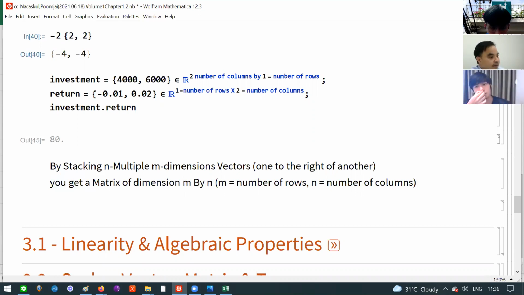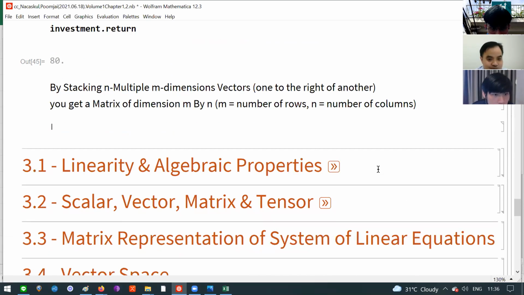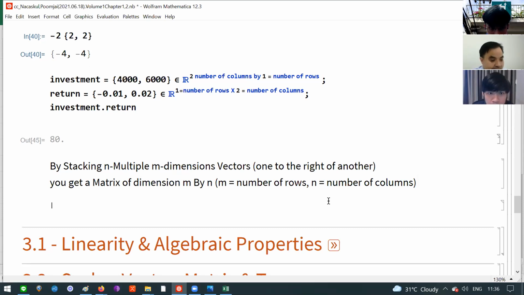Okay. Now let's see how we can make one. I'm going to use symbols, just so you get this picture in your head. Let's say my matrix.